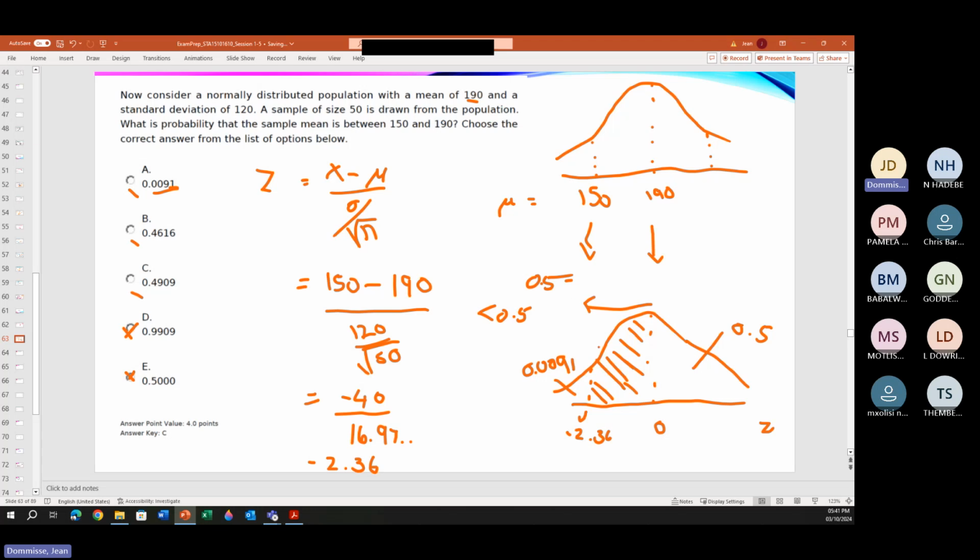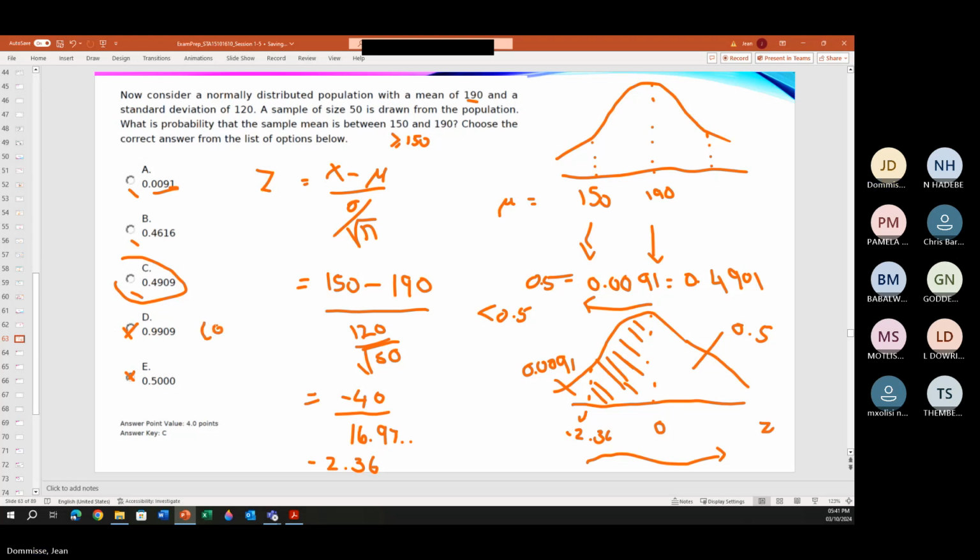So the area I'm looking for is then 0.5 minus 0.0091, which is equal to 0.4901, which is option C. Okay, so here's also one where if they have asked you what is the probability that the sample is bigger than 150, bigger or equal, then it would have been that whole area. Then it would have been option D.